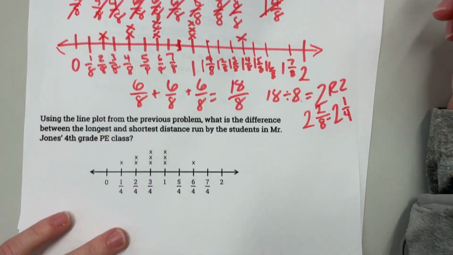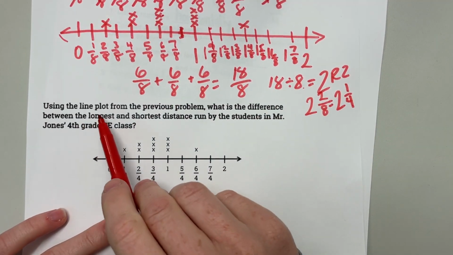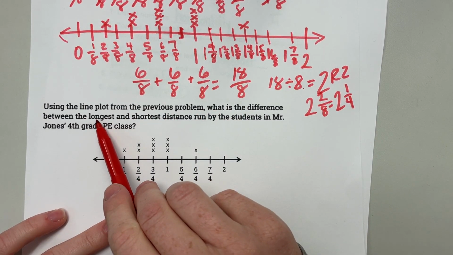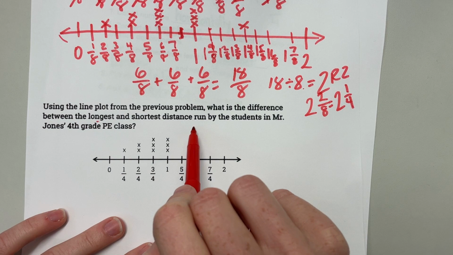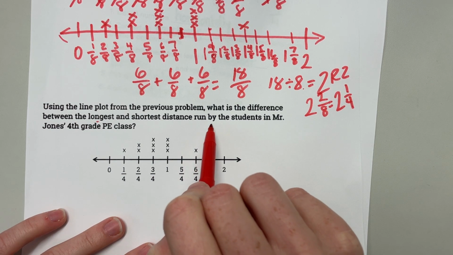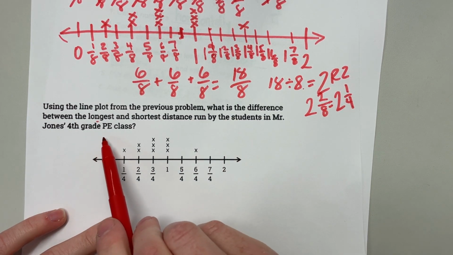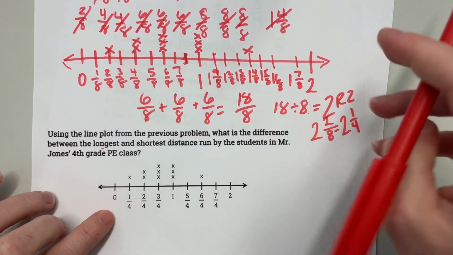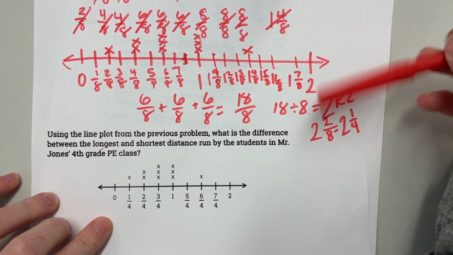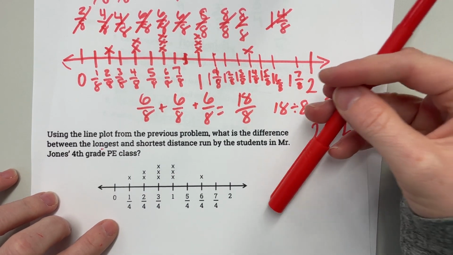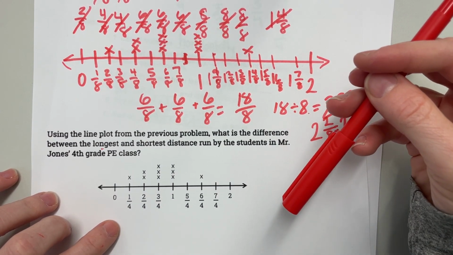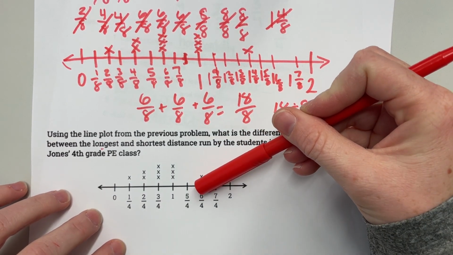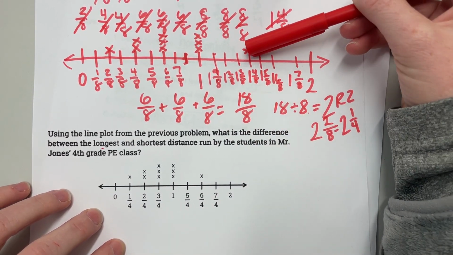Okay, our second problem says, using the line plot from the previous problem, what is the difference between the longest and shortest distance run by the students in Mr. Jones's PE class? So I'm looking down below, and I split mine into eighths, but I noticed that they converted it to fourths. That's okay, because if you look, 6/4, that's my 1 and 4/8.